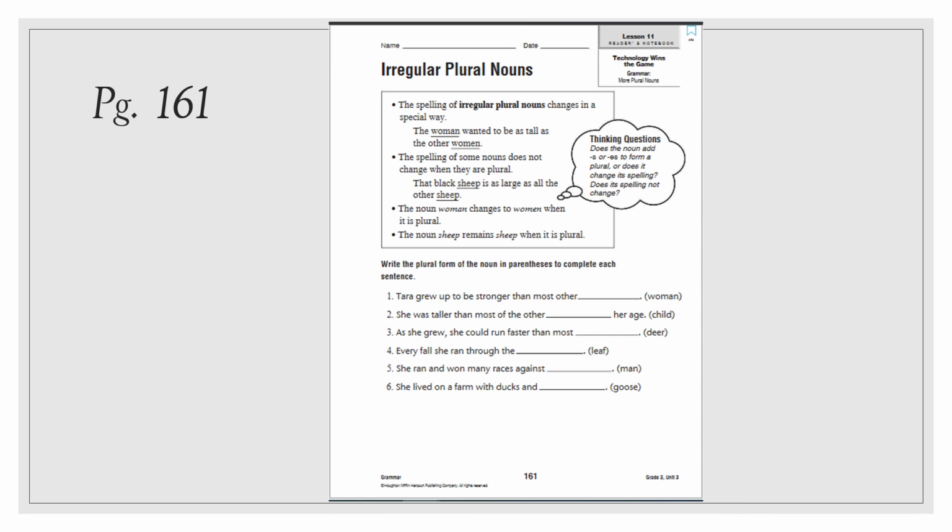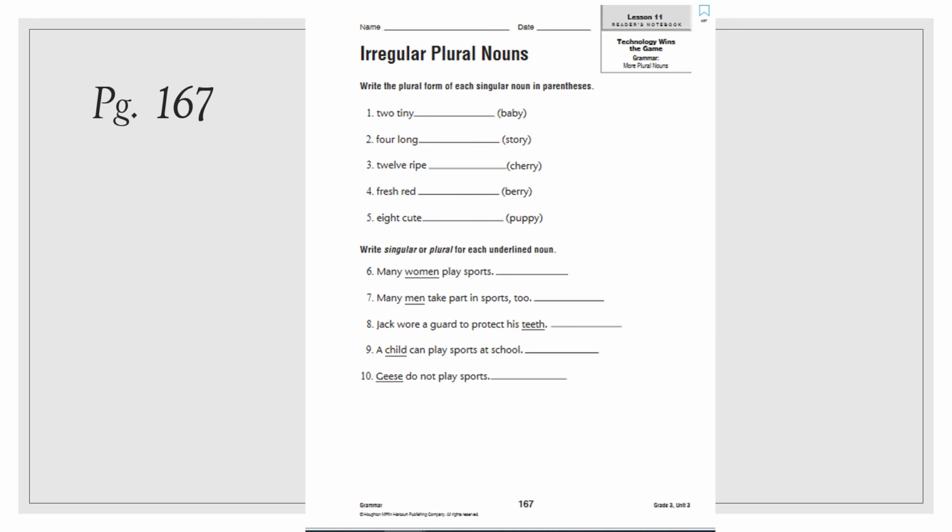You also have to do page 161, and it's a practice about irregular plural nouns, okay? We talked about them, you guys should know them. The word that's in brackets at the end, you have to change it into plural form and write it on the line. Okay, these are irregular. Finally, you also have to do page 167. It's also practice about some irregular plural nouns.